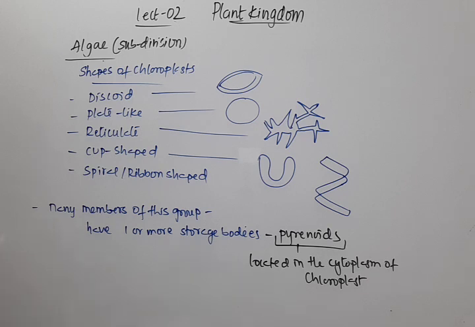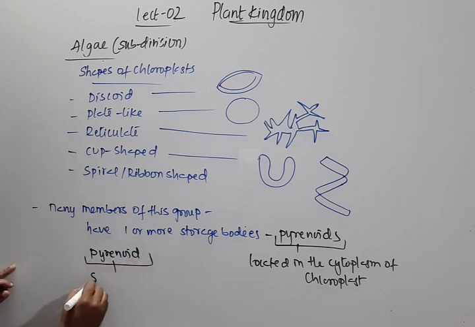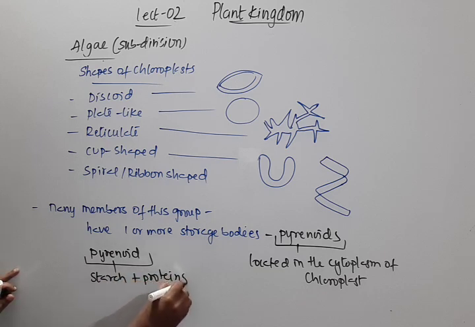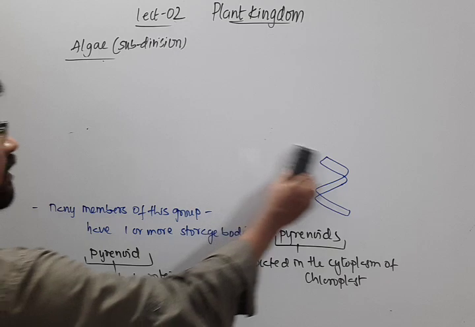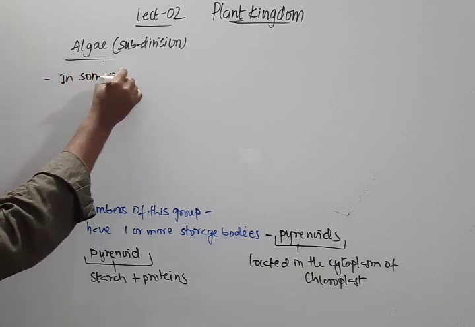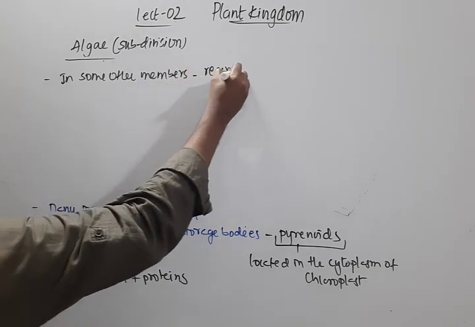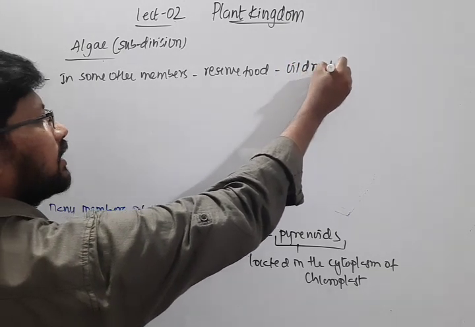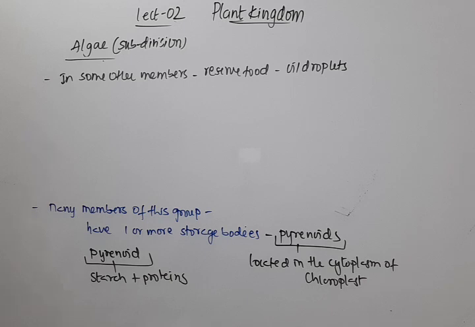These pyrenoids contain two components, protein and starch. So they have starch and proteins, which will be the reserve form of food. Especially the starch is the reserve food material in this group of plants. Then some algae store food in the form of oil droplets. So many members store the food materials in the form of pyrenoids, a combination of starch and proteins, and in some other members the reserve food is in the form of oil droplets.